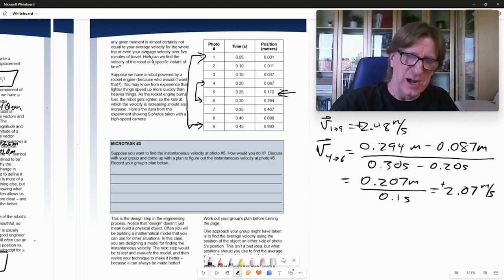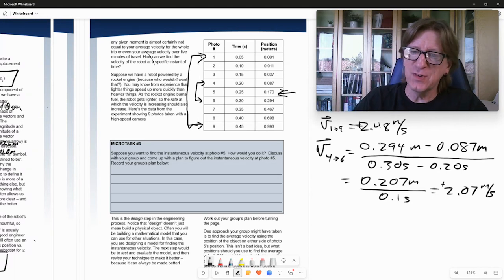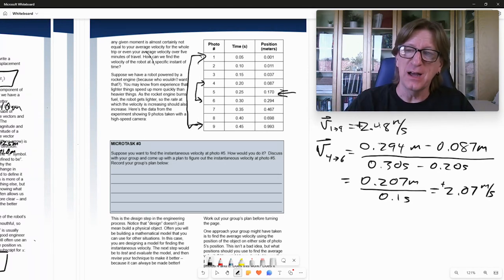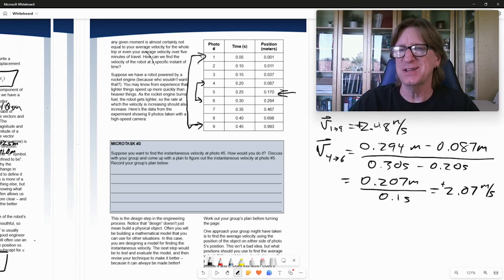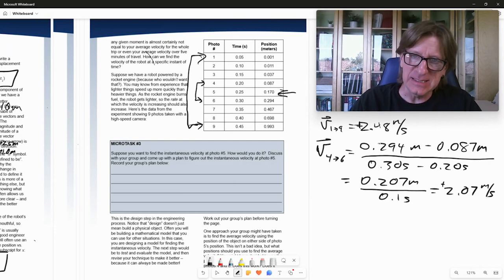So obviously what's happening is the average velocity that I get at photo 5 depends upon the time range that I'm choosing. Well, that's not helpful because the robot is only moving at one velocity at photo 5. It can't be moving at a whole bunch of them. So how are we going to get the instantaneous velocity? All right, let's slide this over then.